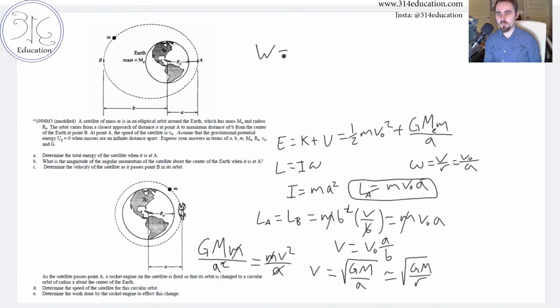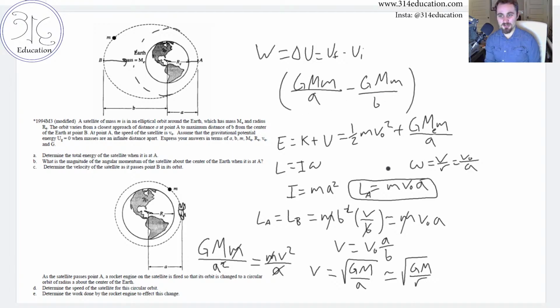So our work we'll define as our change in potential. This is going to be the change in potential at point B, right? Because this went into a circular orbit. Good. No questions so far. And so that is our final minus our initial. Our final is going to be at GMm over a, minus our initial, which was GMm over b.